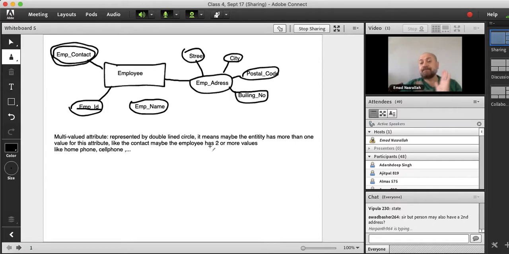Okay guys, if the person has more than one address, then the address must be double lined. Okay, so it could be multivalued and composite at the same time, no problem.